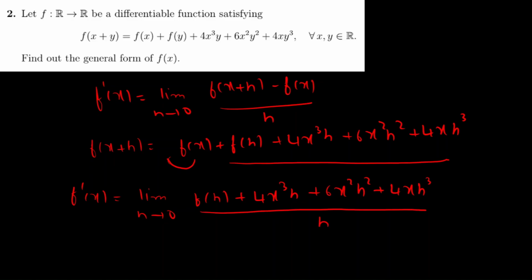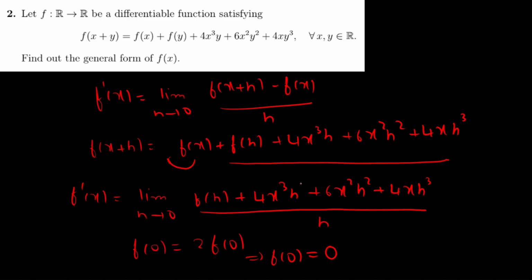Now let us make an observation again. If I substitute both x and y as 0 in the original equation, we again get f of 0 is equal to twice f of 0, which will imply that f of 0 is equal to 0.